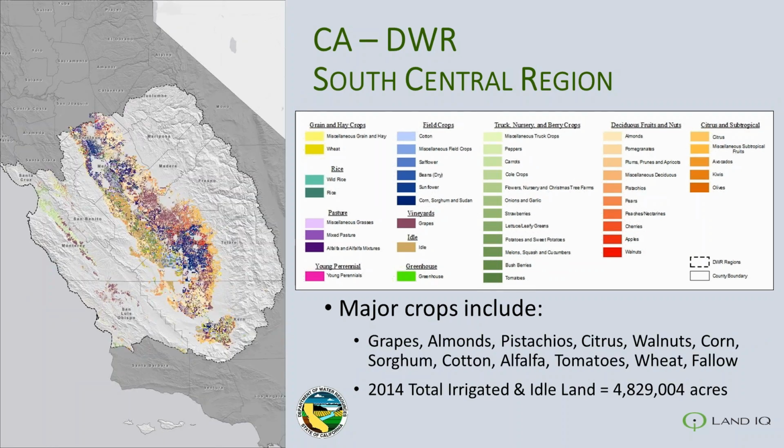This is the big boy of them all, the south central region, the bulk of the San Joaquin Valley and over into the Salinas Valley as well. Major crops are quite diverse, but the prominent ones include grapes, almonds, pistachios, citrus comes into play here, and the ones that I've listed here. That's nearly 5 million acres of irrigated and fallow land in 2014.